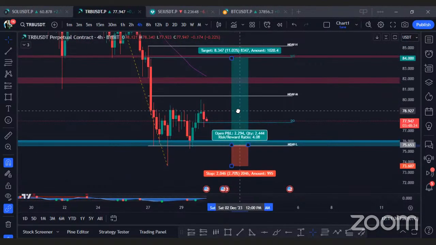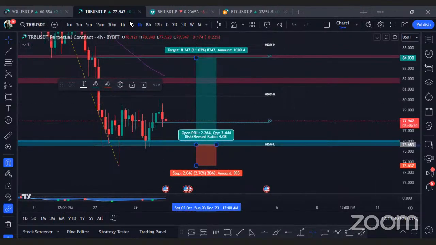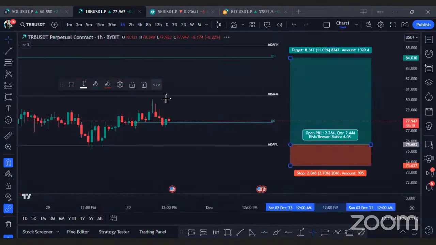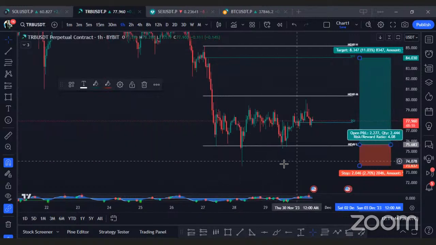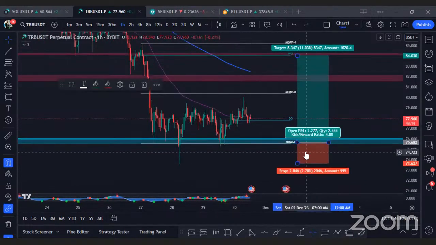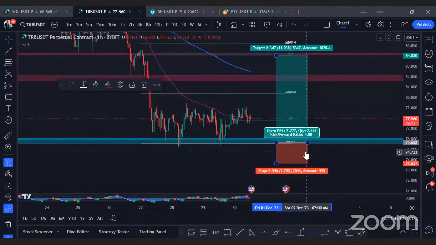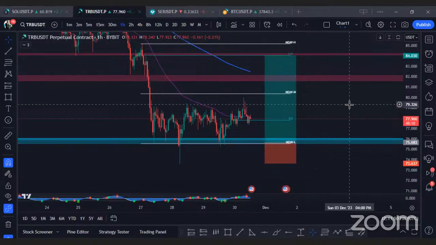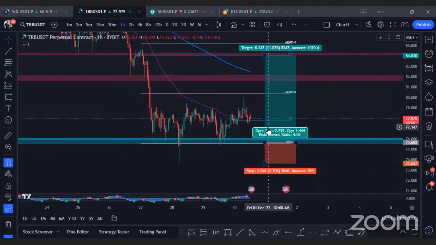Okay, so let me put a new pending entry here. If TRB does go down to that level, I will enter again. I'm going to buy down there to the upside. That should be around 75.6 or 75.7. And we're looking to buy TRB there. Let's see how it goes.